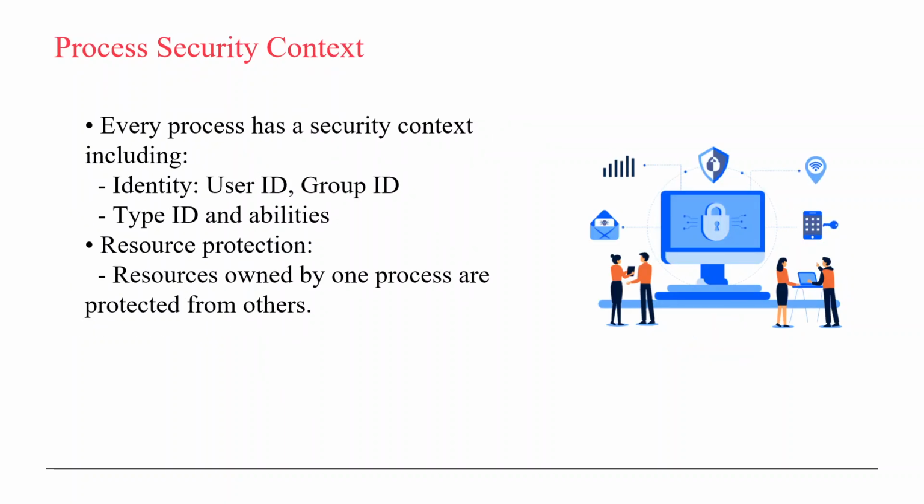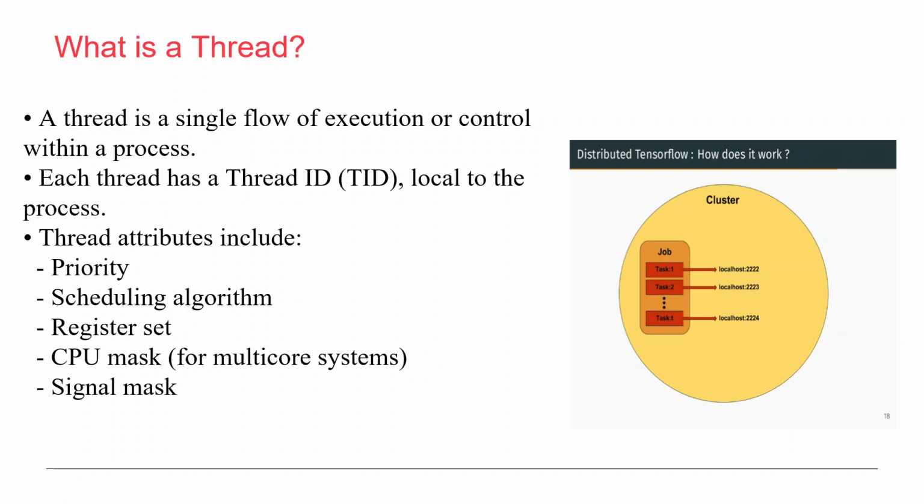Every process has a security context, including identity. They have their own user ID and group ID, and we can type ID and find the abilities. Resource protection: resources owned by one process are protected from others.